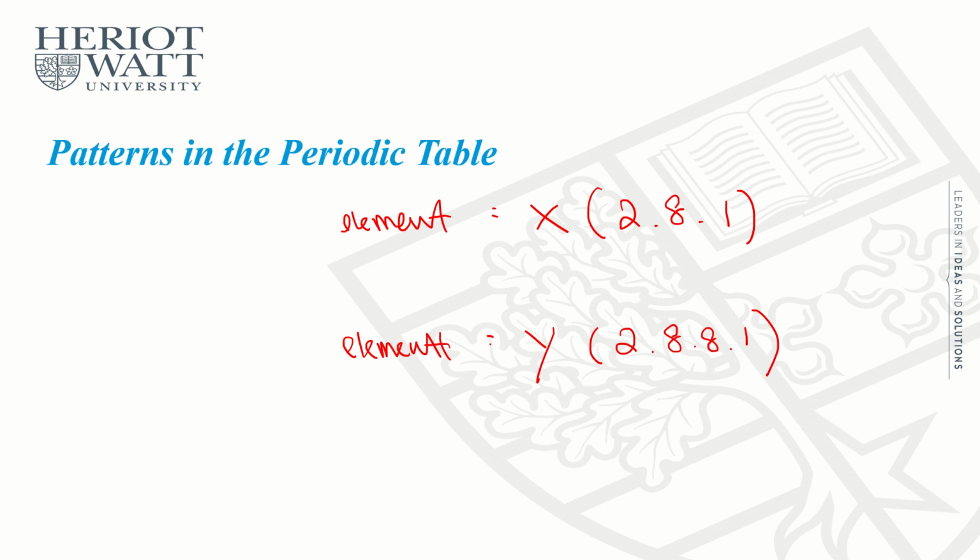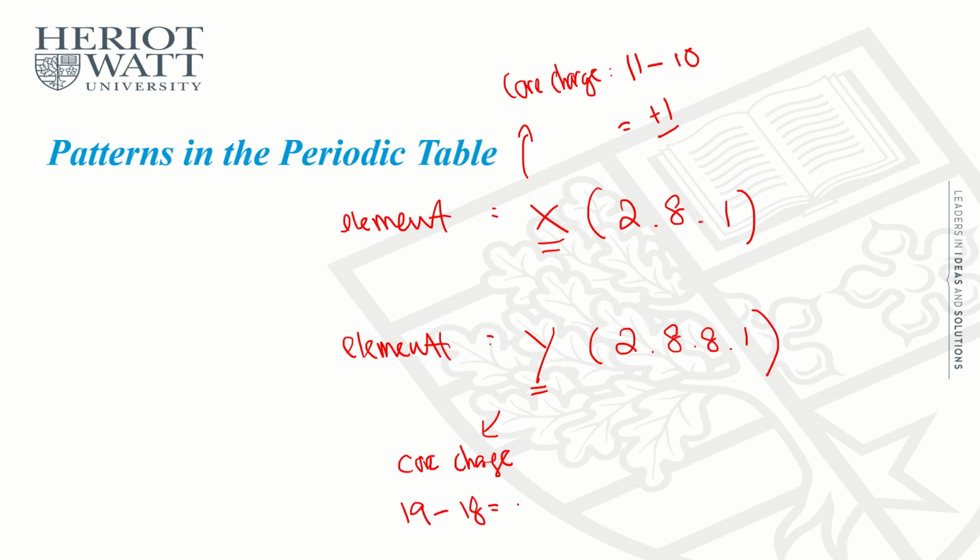So how do we know which one has the bigger atomic radius? Again, we check the core charge and the shielding effect. What happens to the core charge of element X? The core charge will be 11 minus 10 internal electrons, you get positive 1. And what about Y in terms of core charge? You have 19 minus 18, positive 1. Now the core charge remains the same between X and Y.